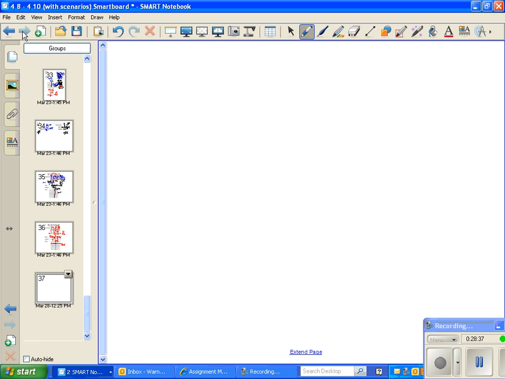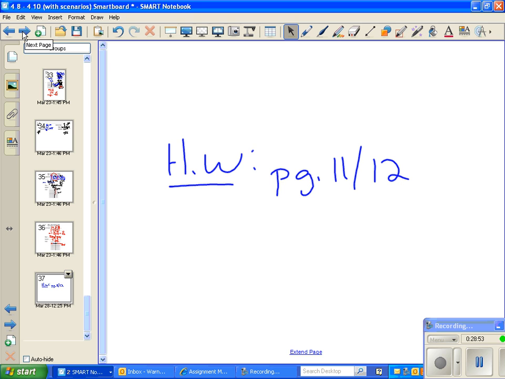Okay, you can start right now. You're doing the very next page. After that, page 11 and 12, green packet. Page 11 and 12. They are scenarios just like the ones we just did. Okay, write the ordered pairs, find the slope, graph it, give me the equation. Okay, go ahead and start that now.